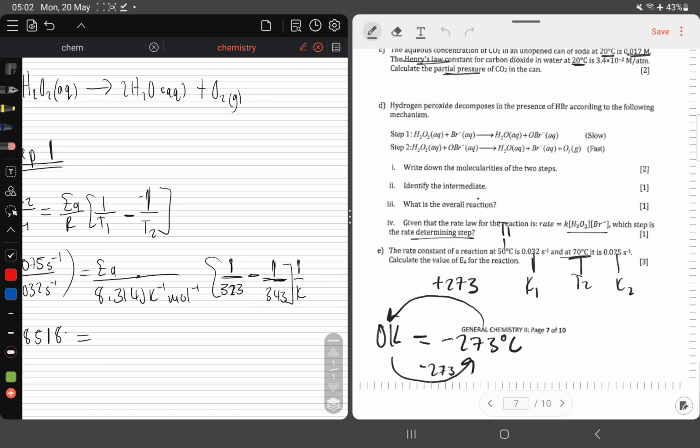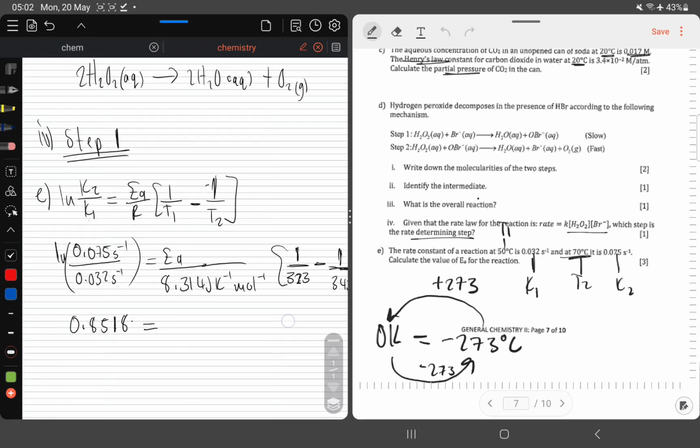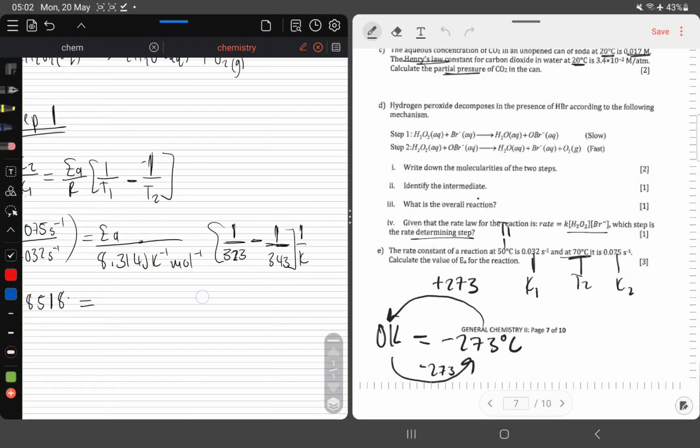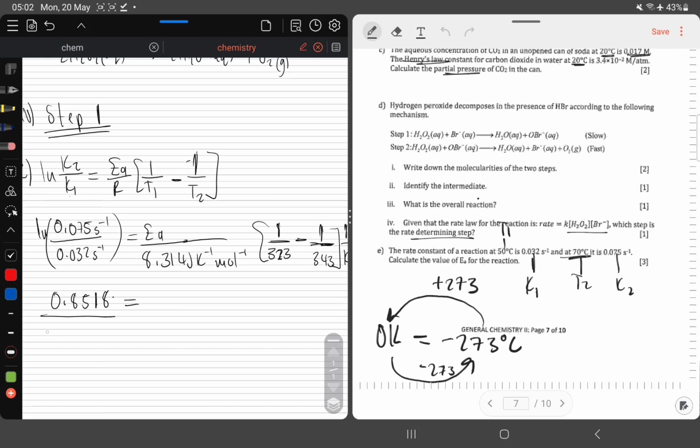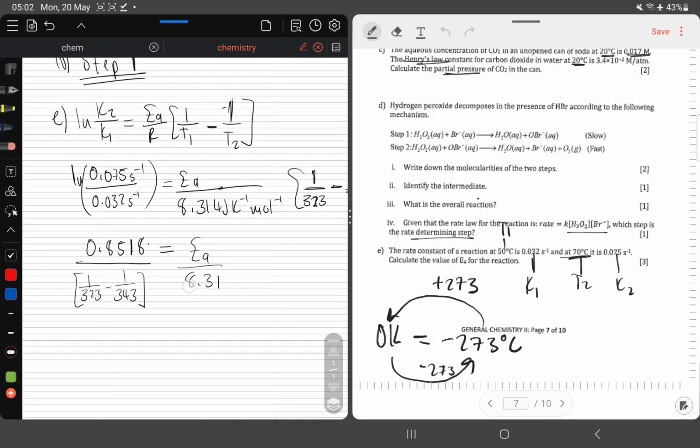Let me take it to the other side. You see this value here, it is multiplying. When it comes here, it will divide. So I can say this is divided by this fraction, 1 over 323 minus 1 over 343. And it is equal to EA over 8.31. And I'll take 8.31. So it is equal to 0.8518 divided by that answer. I would get 4,718.